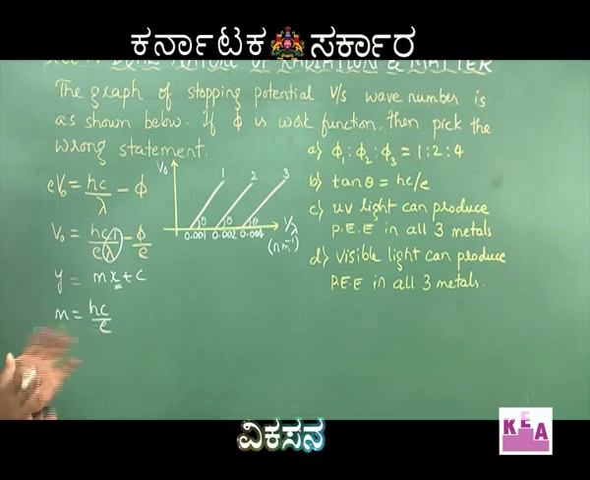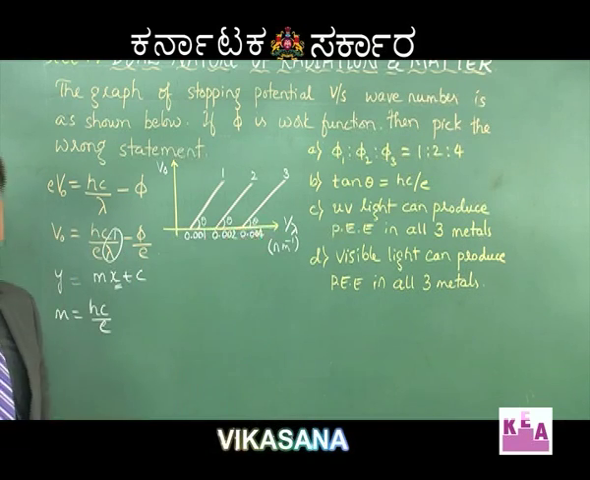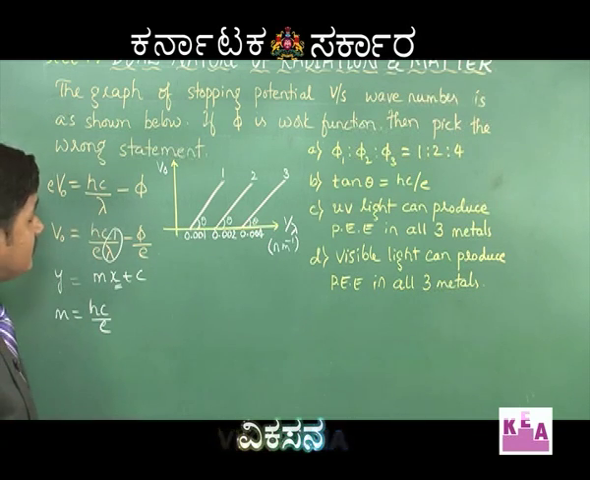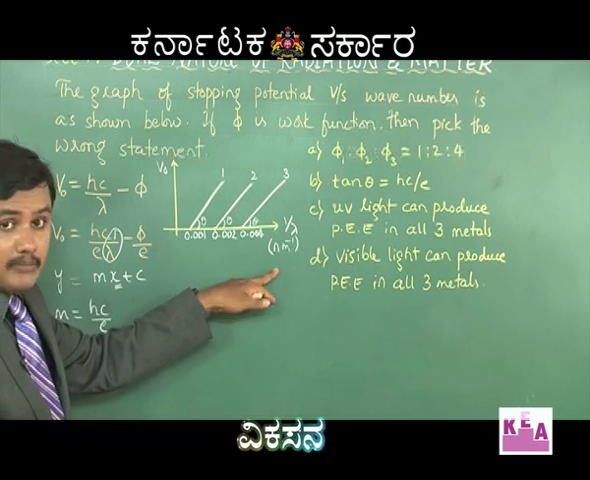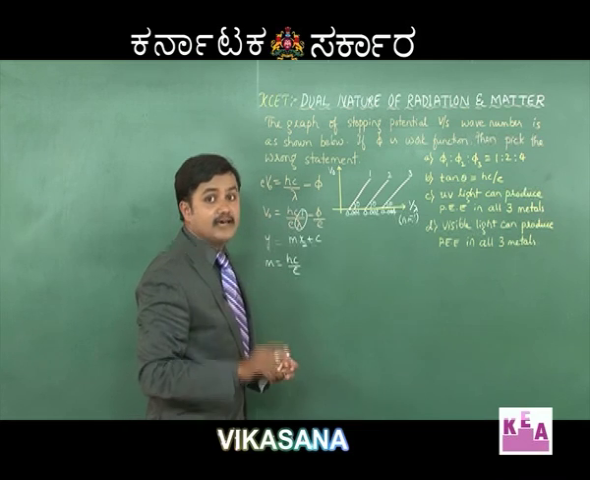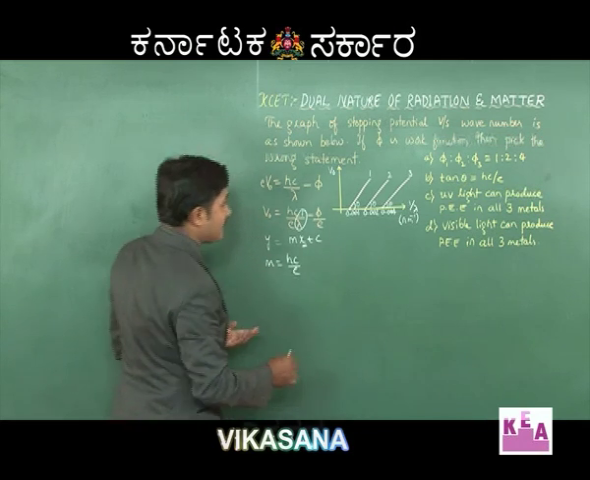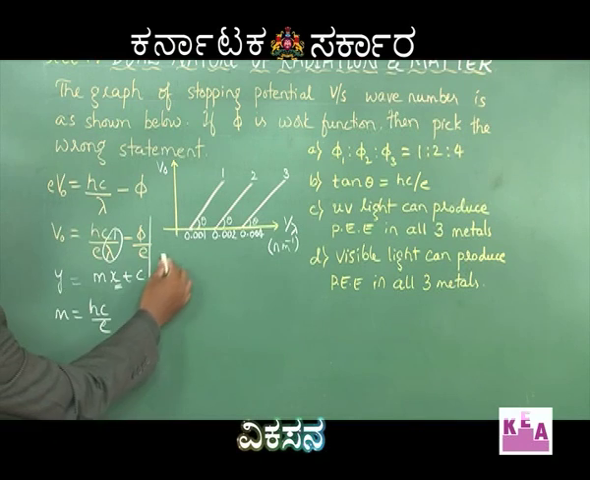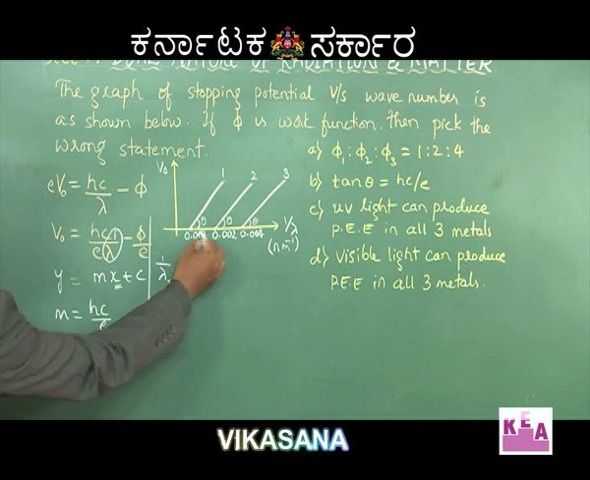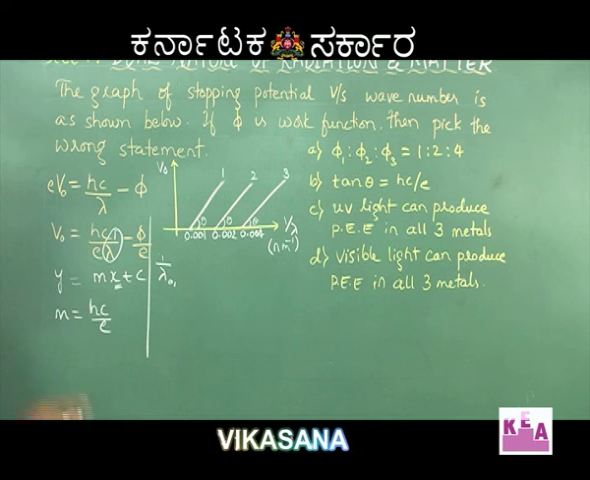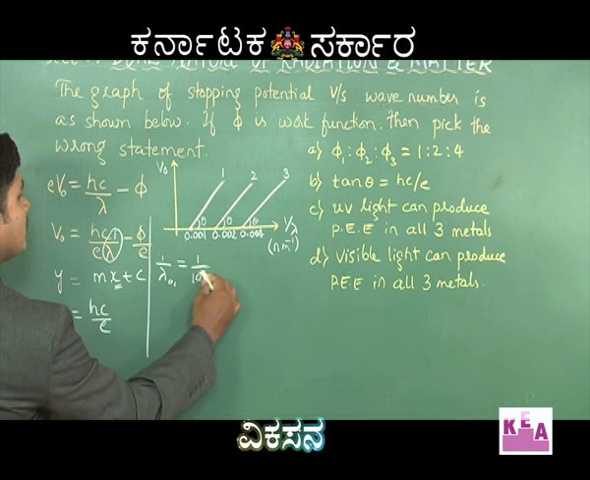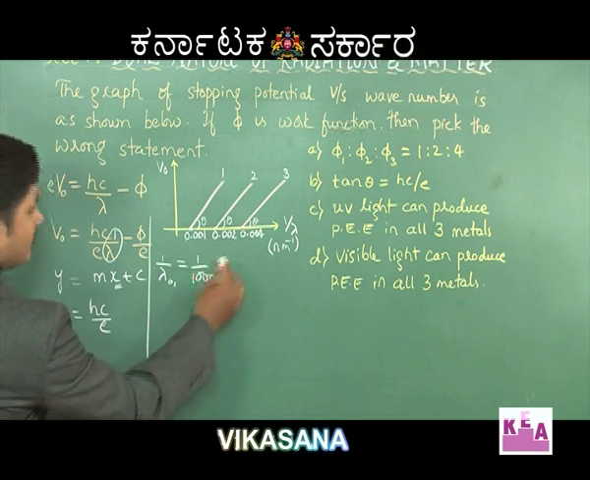Now, how do you get any information about the work functions? Look at these x-intercepts. They are in lambdas. They are actually wave numbers, but the initial point corresponds to lambda naughts. They are the threshold wavelengths. So what I am trying to say is, 1 over lambda naught for the first metal is this one, 0.001. I think 1 by 1000 can be written as 10 power minus 3, or let me write it as 1 by 1000 itself.